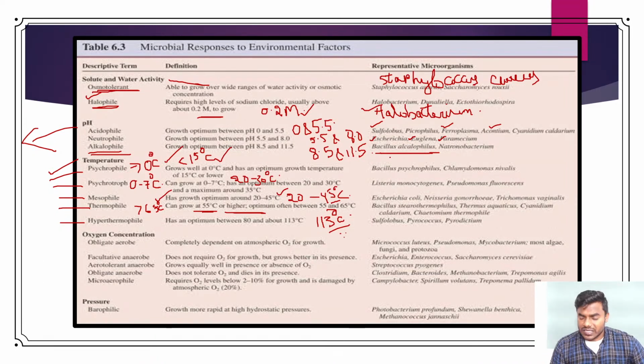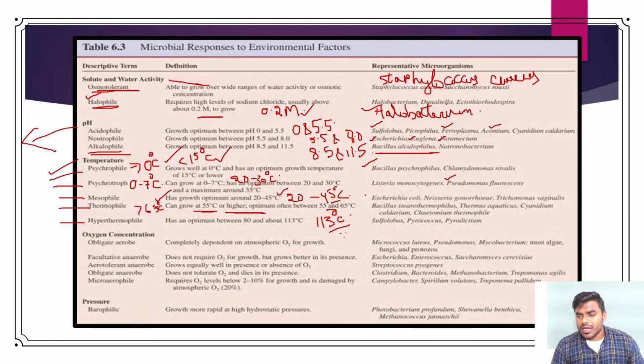Okay, so psychrophile, which is living at 0 degrees centigrade. Bacillus psychrophilus, please remember that. Psychrotrope, which is growing at 0 to 7 degrees centigrade. Please remember Pseudomonas fluorescens. Whichever I am marking, I want you to remember only that.